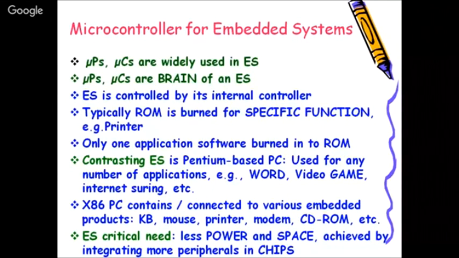And an x86 PC is connected to various embedded products. Interesting thing is, your general purpose computer, like 8086 based or any other PowerPC based, is connected to multiple embedded products. For example, your computer on which you work in the office is connected to a mouse, the keyboard, CD-ROM, printer, or hard disk. Each of these individual peripherals, like your keyboard and mouse, are input-output peripherals.